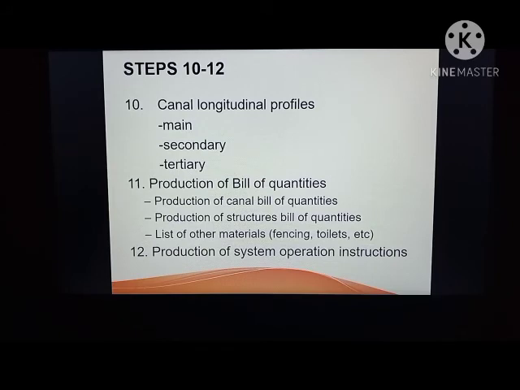The bill of the canal, structures, and list of other materials that we are going to use in building some requirements such as offices, buildings, fences, etc. Step 12, production of system operation instructions. This is where the whole system is going to be built.